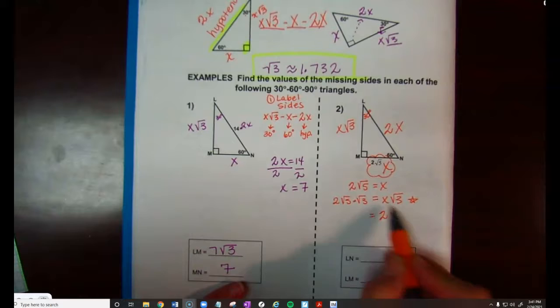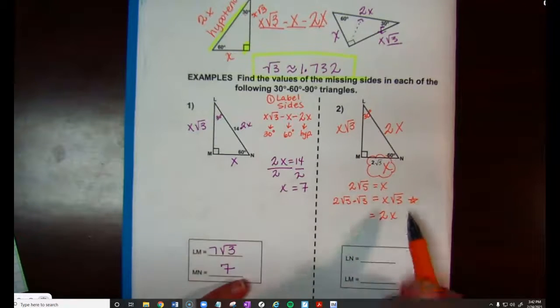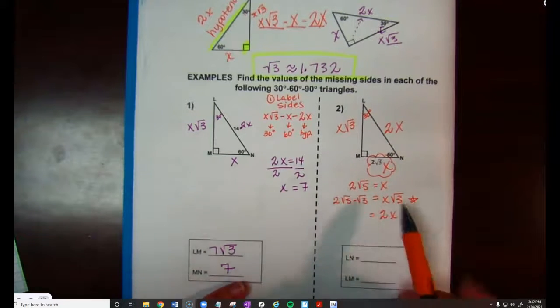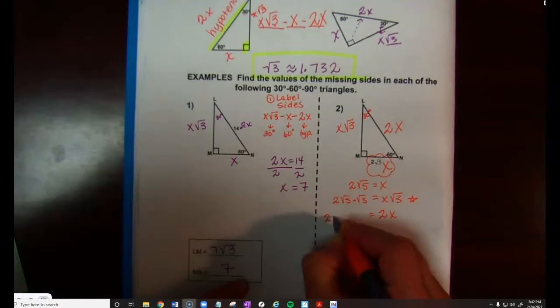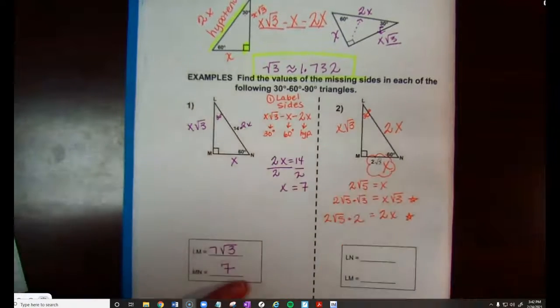Now, let's talk about this last piece. Remember, your hypotenuse is 2x, but what is x? x is 2 root 5. So my hypotenuse is 2 root 5 times 2. I'm going to put a star there.